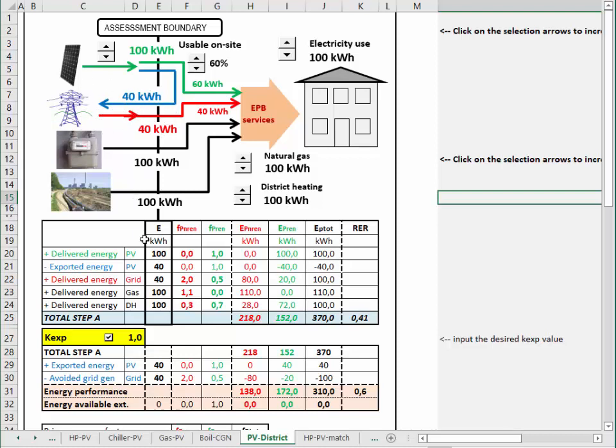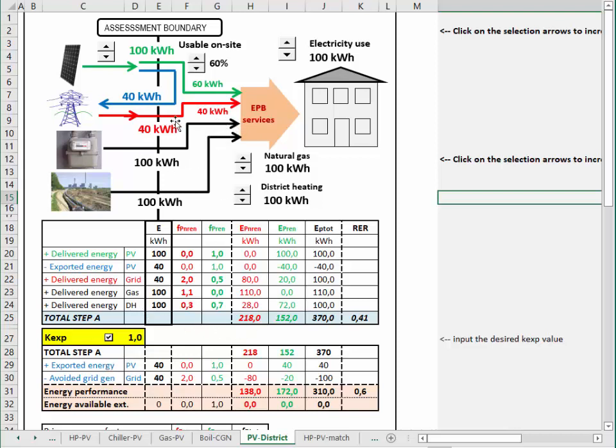This means that using K exported equal 1 allows the compensation between on-site energy production at a time and on-site energy use at a different time. The temporary export and import to the grid does not have any effect on the energy performance of the building. This is true only if the conversion factors are not time dependent.